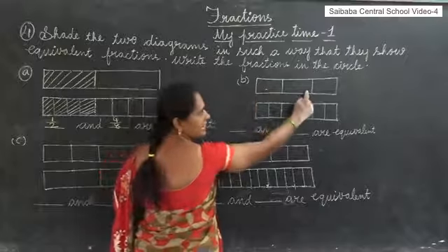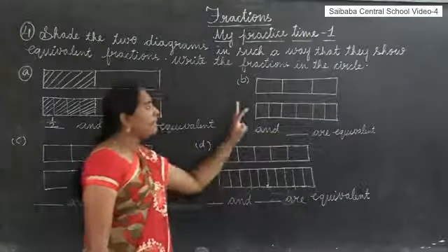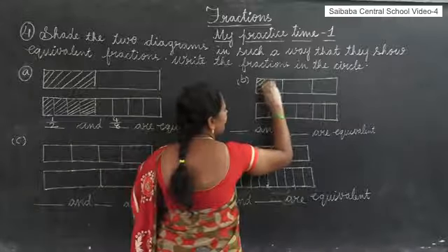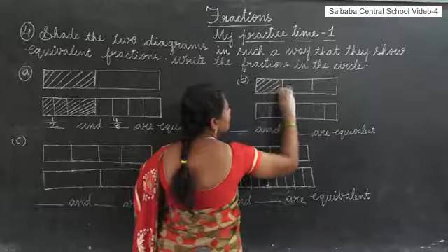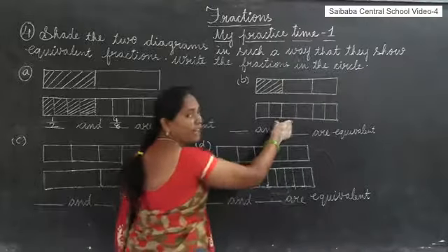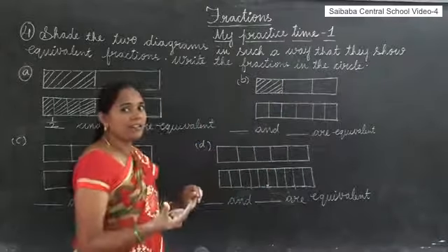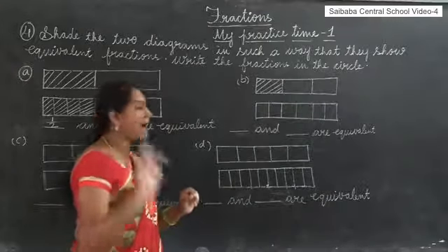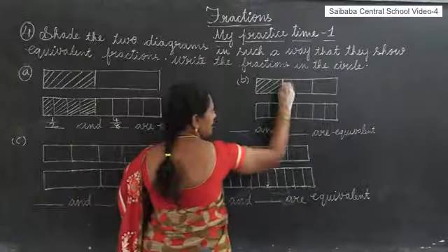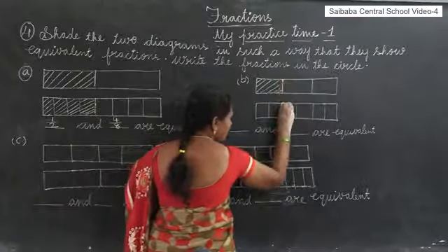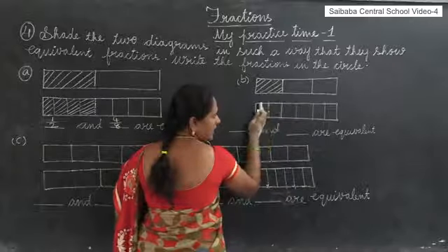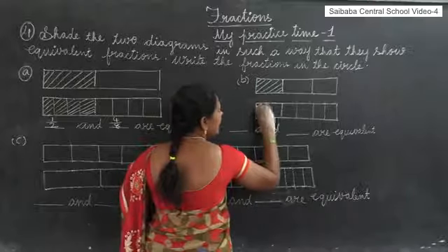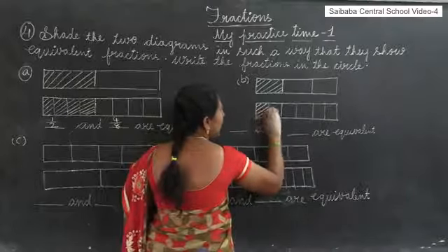How many parts are in this whole? Good. 3 parts are there. If you shade 1 part in these 3 parts, how many parts do we have to shade in this whole for showing equivalent fractions? Good. We have to shade 2 parts, right? Observe this line. Before this line, how many parts are there? 2 parts are there. So, in the second whole, we have to shade 2 parts.